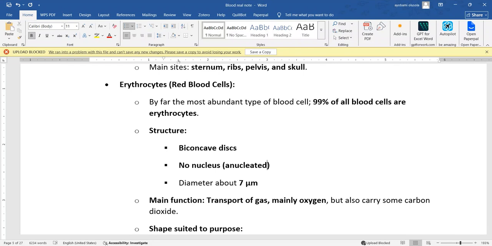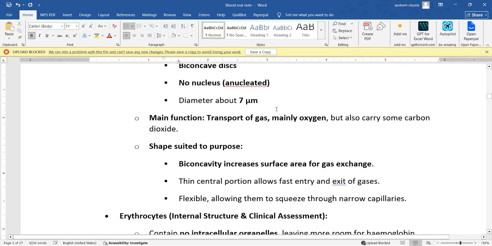So mature red blood cells do not have nucleus. Please note this. They ask in the exam. I've seen a past question like that: which of the following cells are anucleated? Erythrocyte is anucleated. The diameter of an average red blood cell is 7 micrometer. So what are the functions of the red blood cells? We said that the hemoglobin transports oxygen, and the hemoglobin is in the red blood cell. So the red blood cell helps to transport oxygen or gas, mainly oxygen.